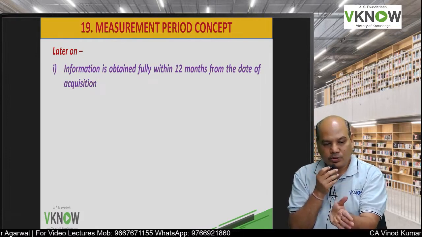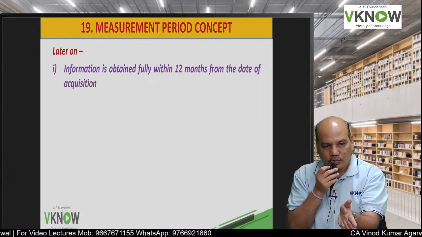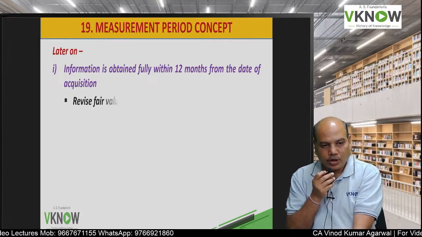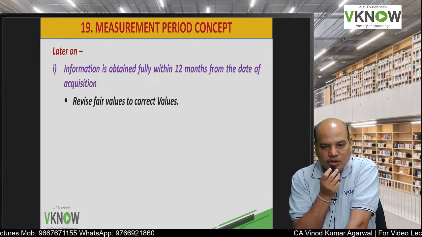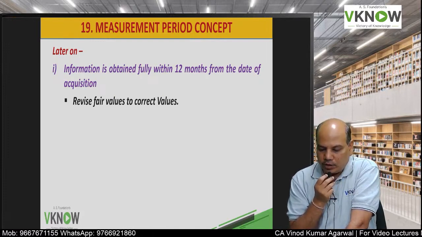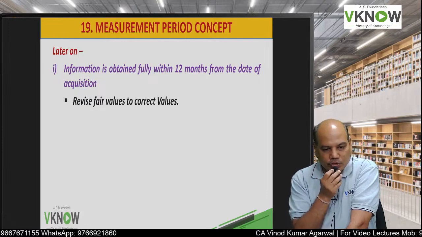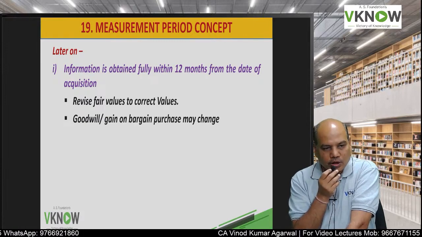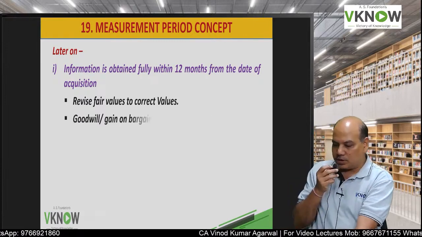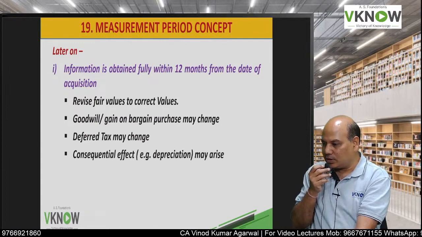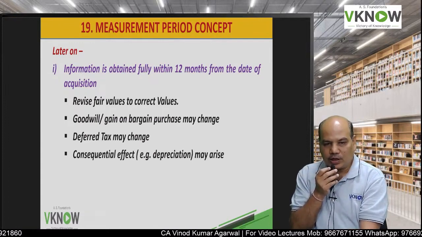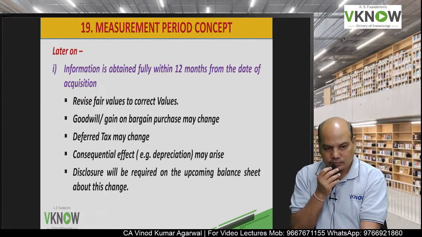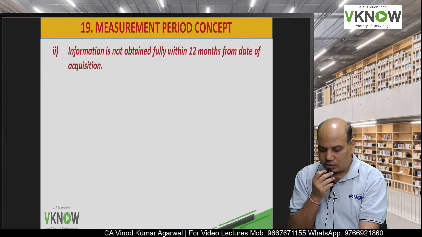Then suppose that first year ending is over, the standard gives you a total 12 months time from the date of acquisition. If you are able to obtain the information about fair value even within 12 months from the date of acquisition, then you are allowed to revise the fair value to the correct value. Accordingly, goodwill or gain on bargain purchase will change. Accordingly, deferred tax may change, and any consequential effect like depreciation can also arise. And the disclosure will be required in the upcoming balance sheet about this change.